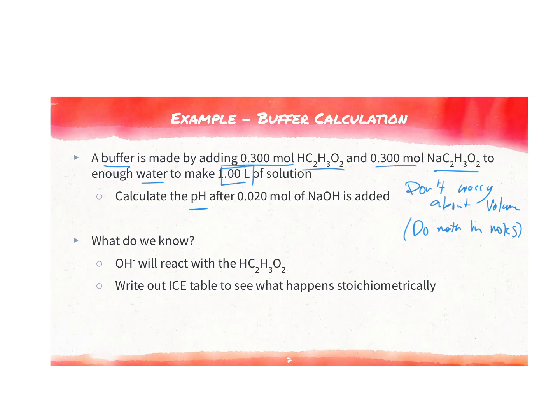So calculate the pH, essentially what we're being asked is to calculate the pH after 0.02 moles of NaOH is added. And so we know OH minus is going to react with acetic acid because the base reacts with the acid. And so what we can do is write out an ICE table to see what actually happens stoichiometrically. And so this is essentially step 1 of this process. So I said on the last slide that we can use a RICE table. Let's first write out our equation. We're adding NaOH, which is the same thing as just adding OH minus ions to the solution. And so we have our HC2H3O2.